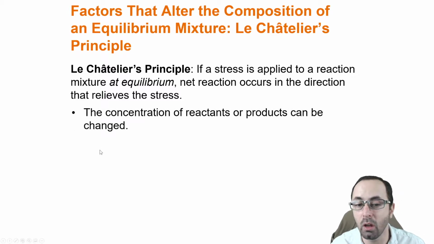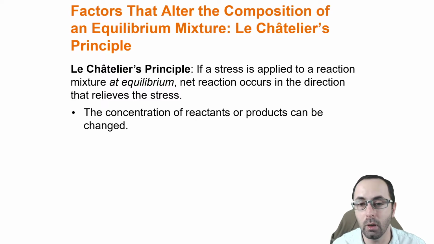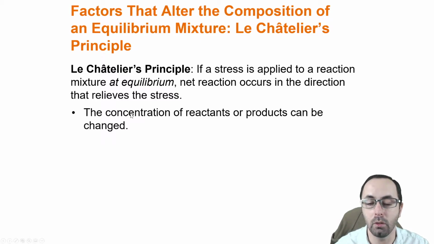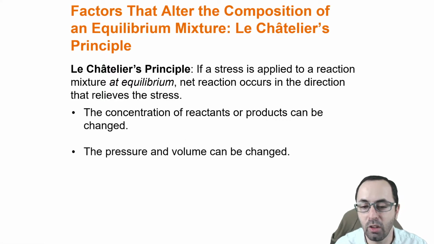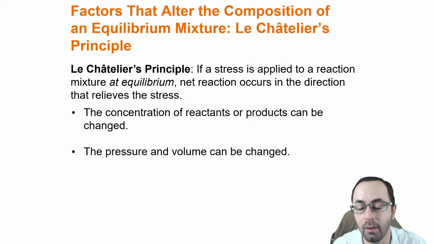You could change the concentration of the reactants or the products. So if you add more reactants in, let's say, the reaction is going to move in a direction that's going to get rid of those extra reactants you added. Or if you take something out, the reaction is going to move in the direction that replaces what you took out. So the stress they're referring to is a change that you made while the reaction was at equilibrium, and the reaction will have to proceed in such a way that it corrects that and goes back to equilibrium.